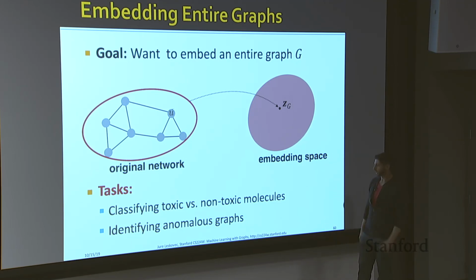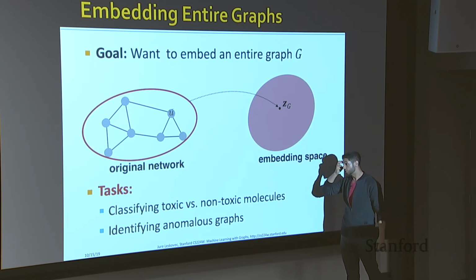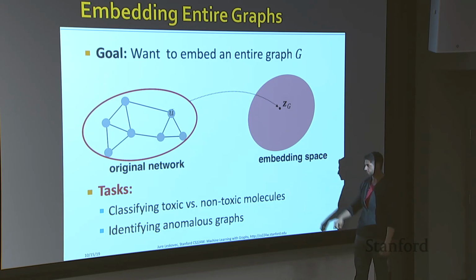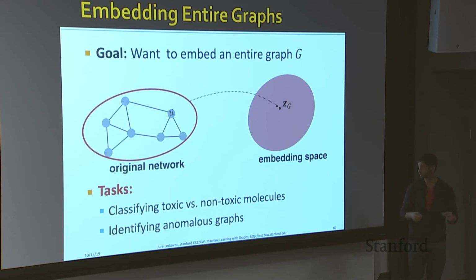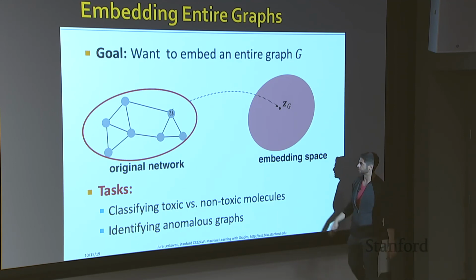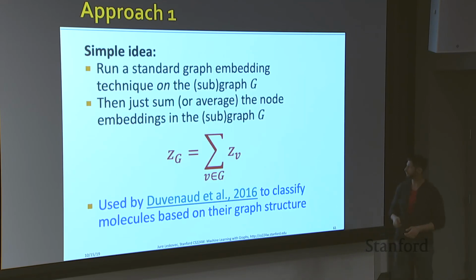Why would you want to do that? For example, it has been used to classify toxic versus non-toxic molecules. You can try to identify anomalous graphs. Let's say you have a transaction graph in your bank system. Then with a single embedding, you can find out if that transaction is valid or not, and so forth. Okay, so these are the kind of tasks called graph classification tasks.